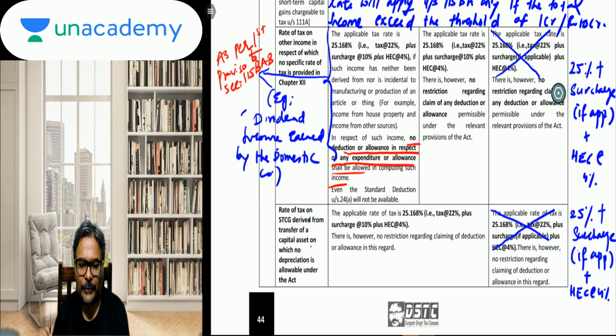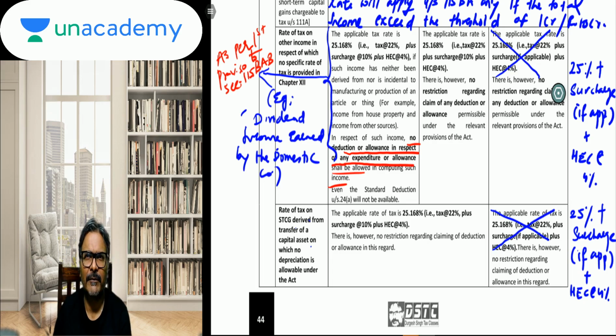If supposing one example which I have given over here is house property income. If this company has house property income, it will fall under the head house property. Now under the head house property there is a standard deduction. What the law says is that you need to apply the first proviso, and on that you will have to take the entire income without any deduction at 25.168%. I'll give you one more example.